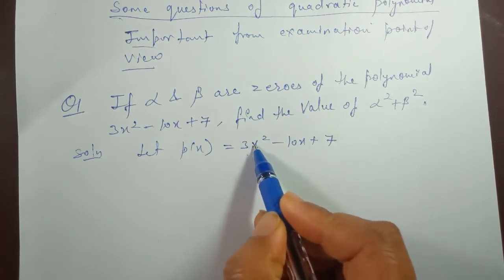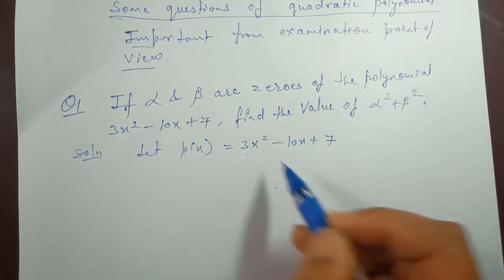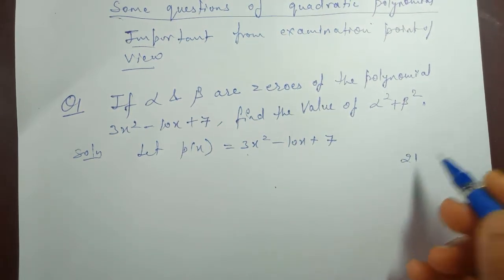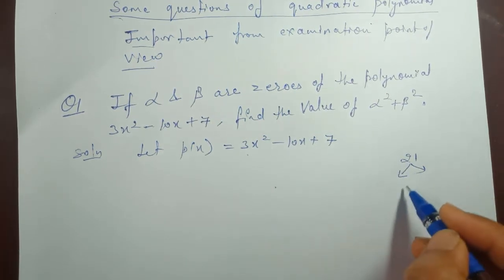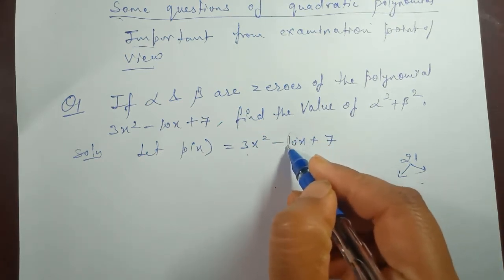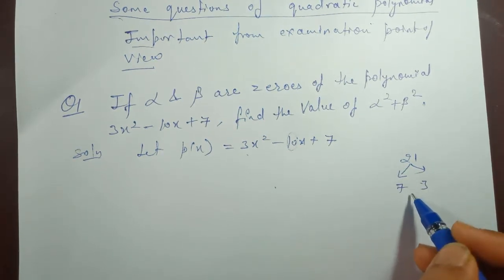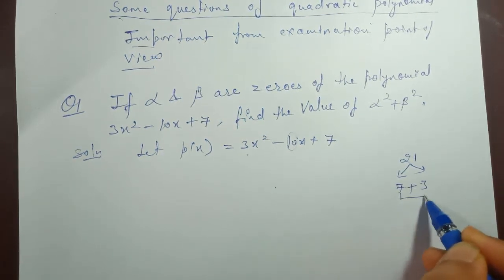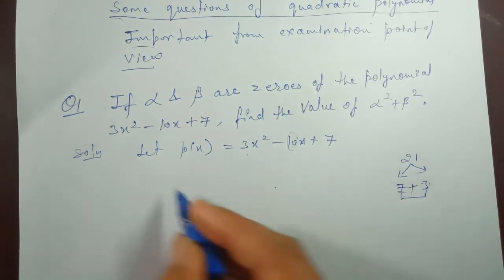The coefficient of x square is 3 and the last term is 7. So 7 times 3 is 21. We have to identify the factors of 21 which, by subtracting or adding, give the coefficient of the middle term, that is x. So we can take 7 and 3 only. If we add both of them, 7 plus 3, it gives 10. So we can take these two as factors.